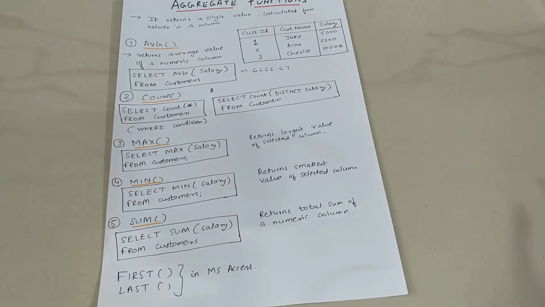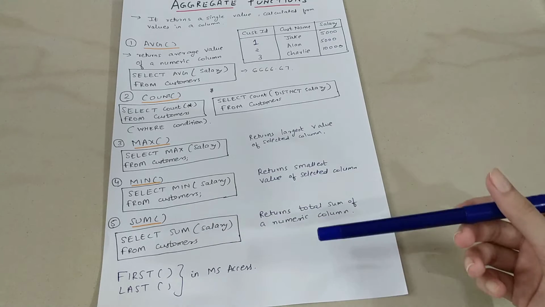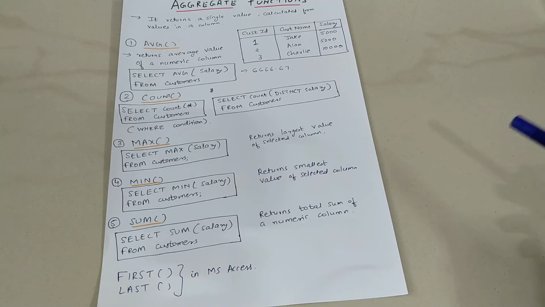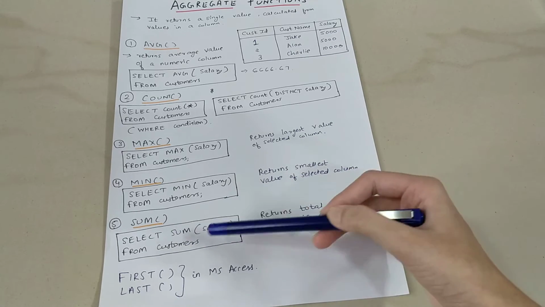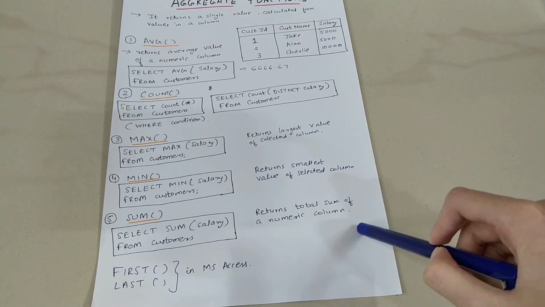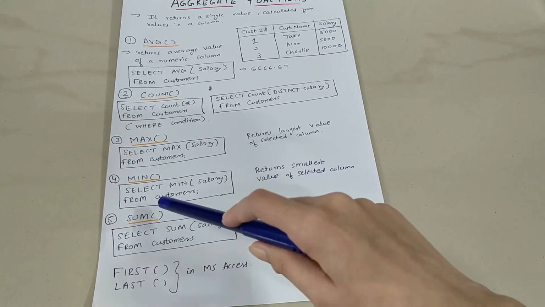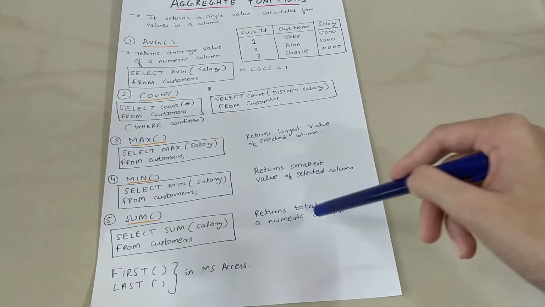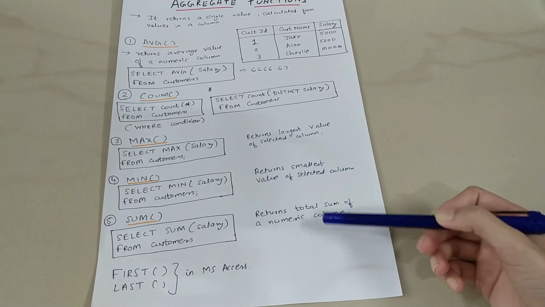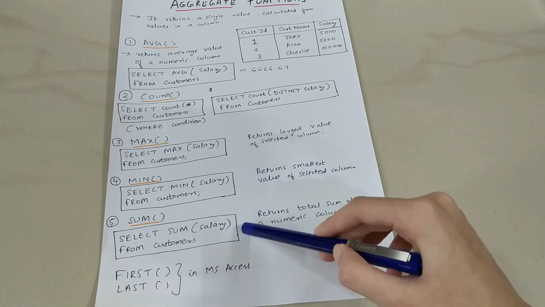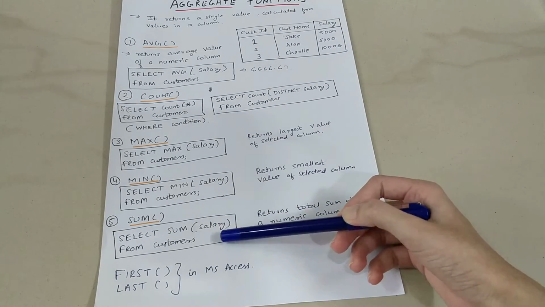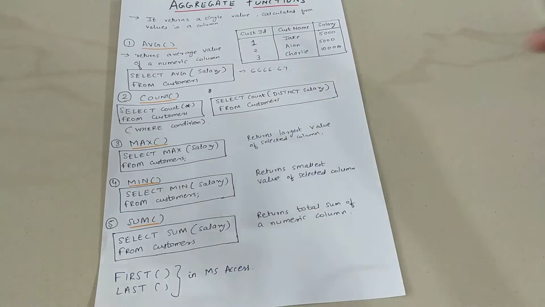Now sum. Sum will return the addition, the sum of all the values in a particular column. So select sum of salary from customers. It will return the total sum of a numeric column. Obviously, if we are calculating the sum, the values in that particular column should be numeric. So when we write select sum of salary from customers, it will return the addition of it. Again we can use where condition in all of these.